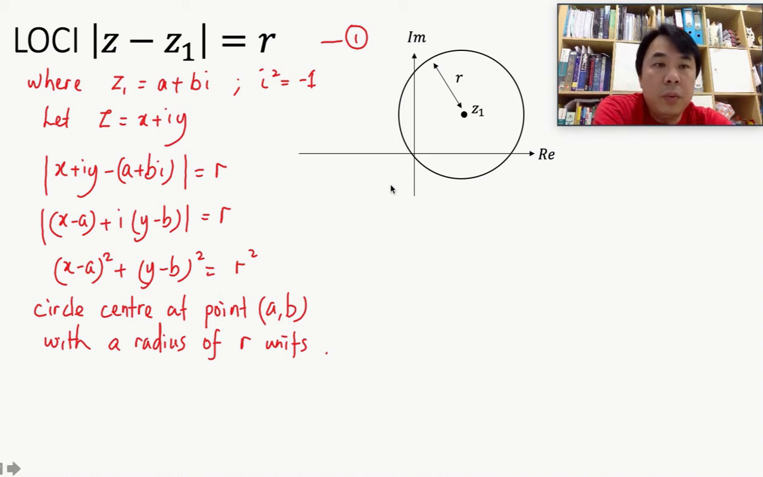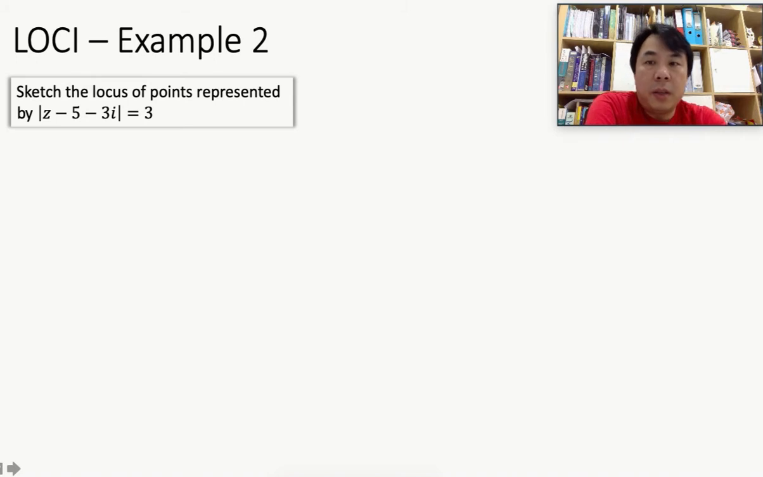And then we're going to look at another example, or revisit some other complex equation that represents a different geometrical setting. Example 2, let's look at what we are given in this case. In this example, we are going to sketch the locus of points represented by this complex equation. You can quickly recognize that this is a circle equation, but be very careful whenever we work with a complex equation that represents a circle.